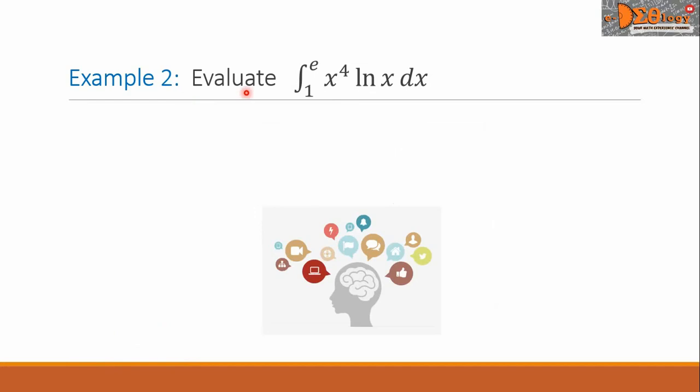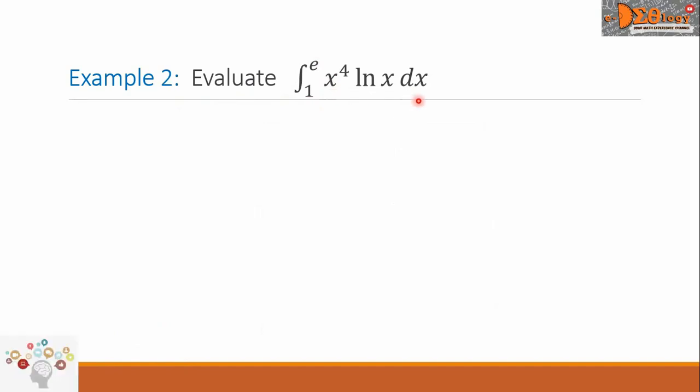Example 2. Evaluate the integral from 1 to e, x raised to 4 ln x dx. For our solution, let us analyze the category of each of the functions. The x raised to 4 is algebraic, while the ln x is logarithmic.